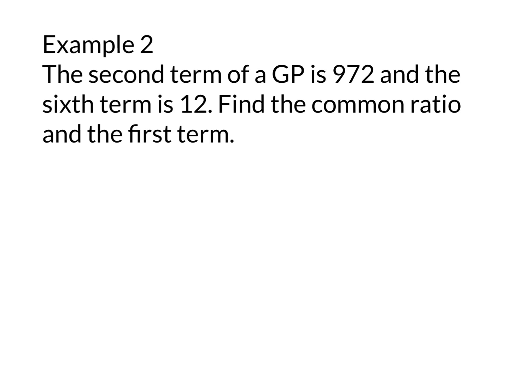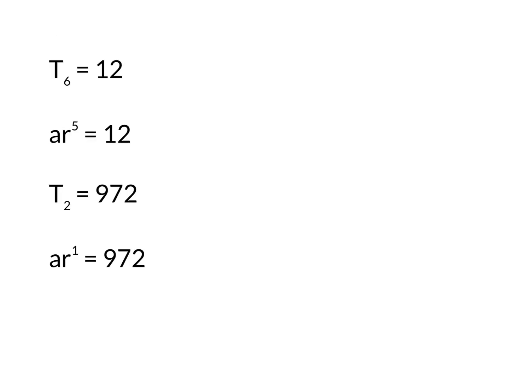Second example. So if I know that the second term of a geometric progression is 972 and the sixth term is 12, we need to find the common ratio and the first term. So let's look at that.